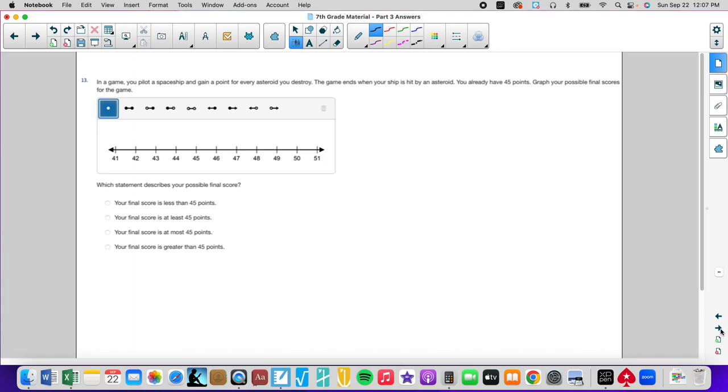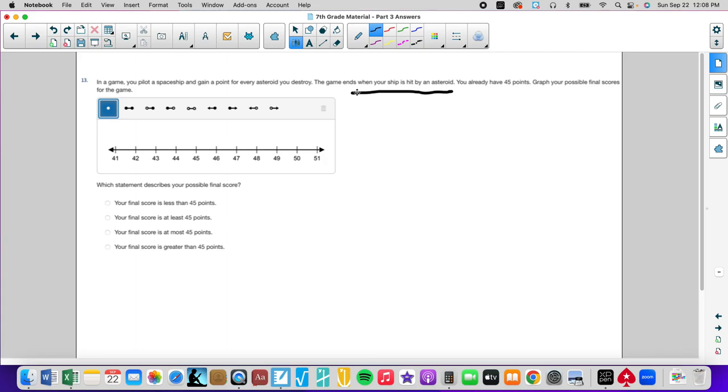Okay. Number 13, it says in a game you pilot a spaceship and gain a point for every asteroid you destroy. The game ends when your ship is hit by an asteroid. You already have 45 points. Graph your possible final scores for the game. This is a horrible question because you don't know if, when your ship is destroyed by an asteroid, you also destroy the asteroid, or do you just destroy the ship? It's not enough information. They're trying to be tricky.